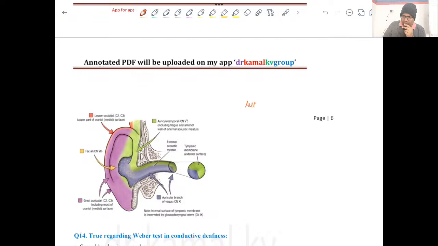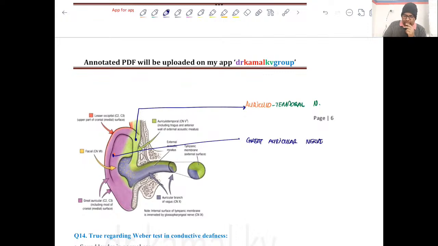One is the auriculotemporal nerve. Now the name is auriculotemporal, so it means temporal part. Auricle means ear, so auriculotemporal nerve. Then another important nerve, which is in fact the dominant nerve, is the great auricular nerve. And then in the middle there are two nerves.